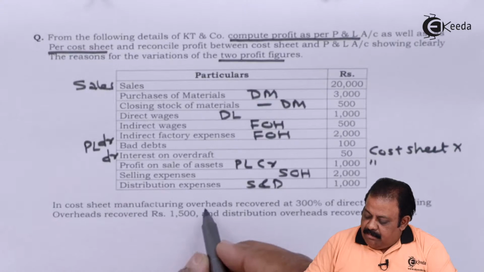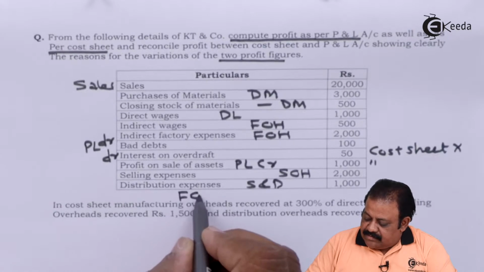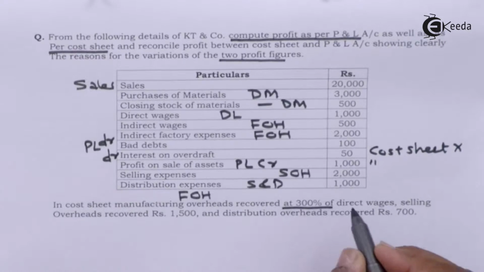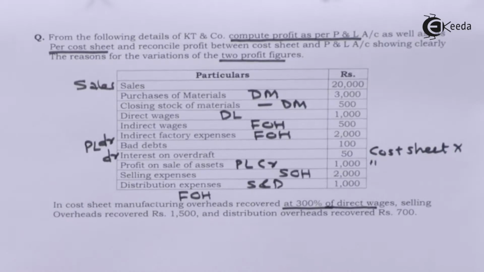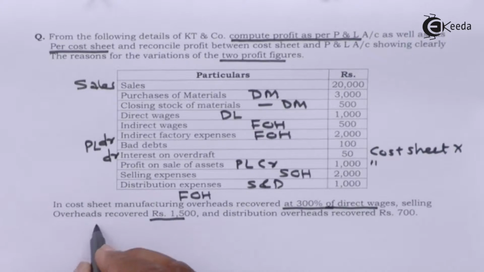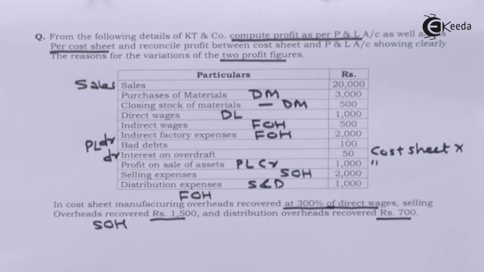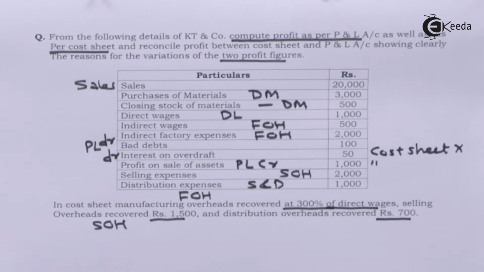In cost sheet, manufacturing overheads, factory overheads are recovered at 300% of direct wages. Selling overheads recovered rupees 1,500 and distribution overheads recovered 700. So in cost sheet they have given different values for factory overheads, selling overheads and distribution overheads. Let us first prepare profit and loss account to find out profit as per financial book.